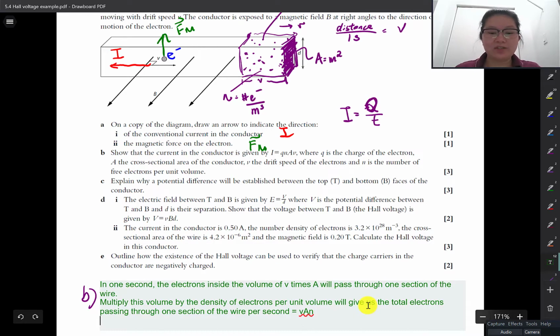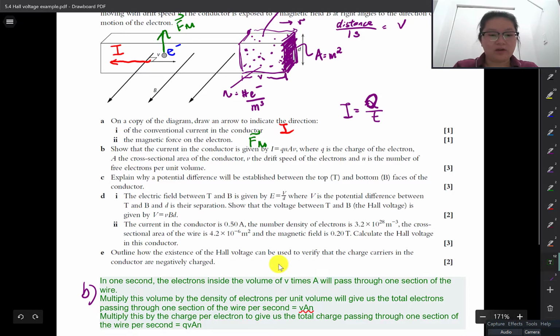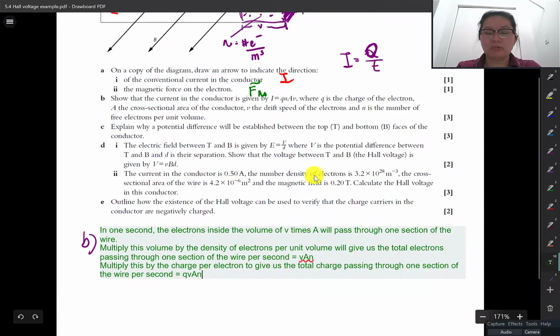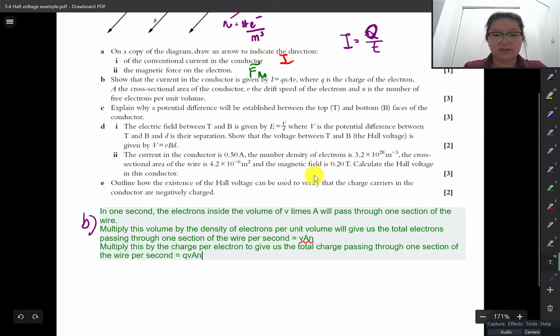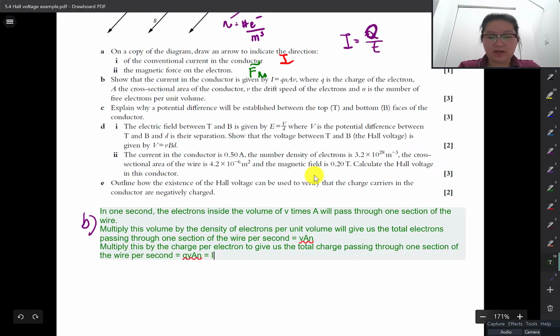And then finally, we just need to multiply this number of charges by the charge of one electron to give us the total charge. That's what I wrote here. Multiply this by the charge per electron to give us the total charge passing through one section of the wire per second. And that's the definition of the current, which is the total charge passing through a section per unit time. So that is equal to I, which is equal to total Q per time. All right, so that's part B.